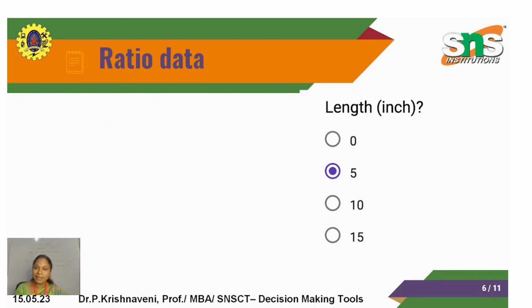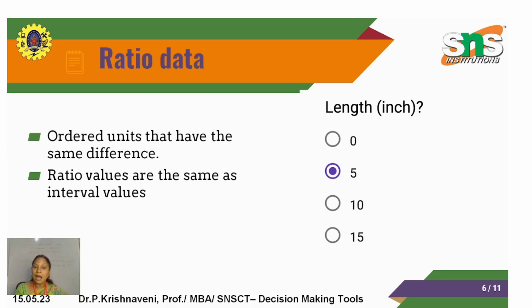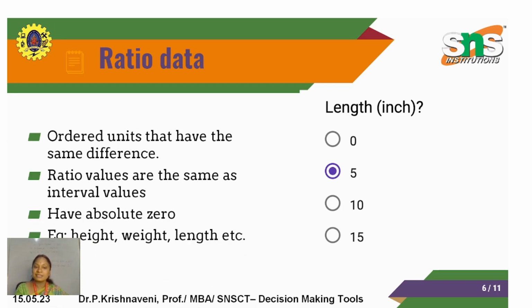In the ratio scale, for example, let us measure length in inches: 0, 5, 10, 15. If it shows 0, it means that there is no length at all. If it is 15, then the length is 15 inches. So here the units have the same differences and the same interval values, and there is an absolute 0 value. Examples are height, weight, length and so on.